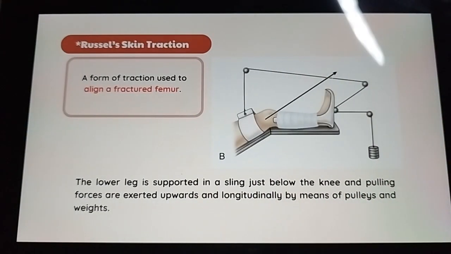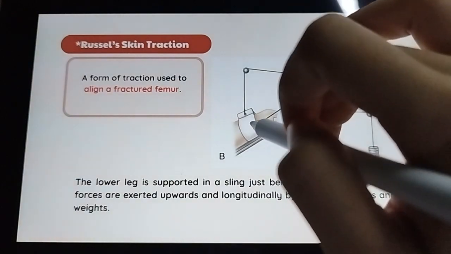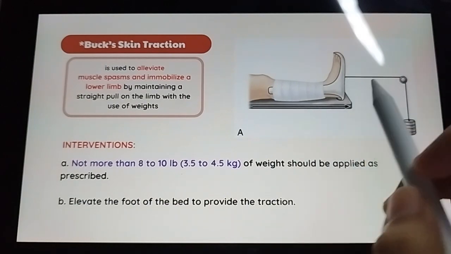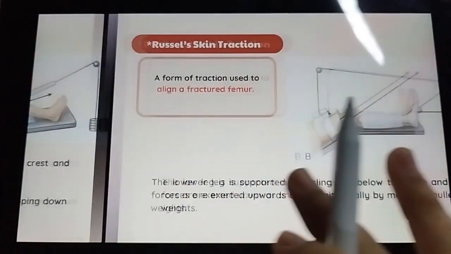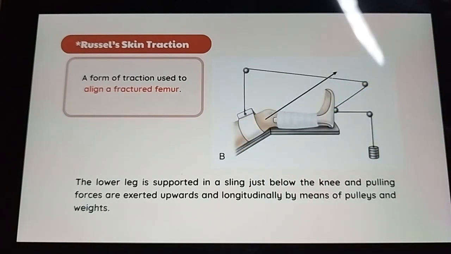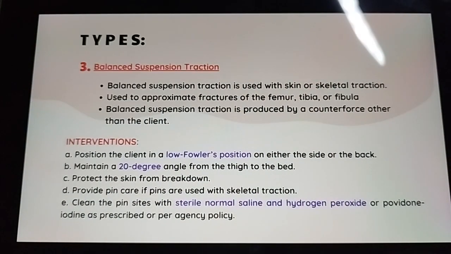The last one is yung Russell skin traction. Ang Russell skin naman is a form of traction na ginagamit to align a fractured femur. So, kung mapapansin mo, para siyang yung ating box skin traction. Ang kaibahan dito, si Russell skin, meron siyang sling na ginagamit. Ito yung sling niya. So, babalikan natin si box. Boot lang siya, no? Tapos meron na siyang weight. Si Russell skin, meron siyang sling just below the knee, and pulling forces are exerted upwards and longitudinally by means of pulleys and weights.